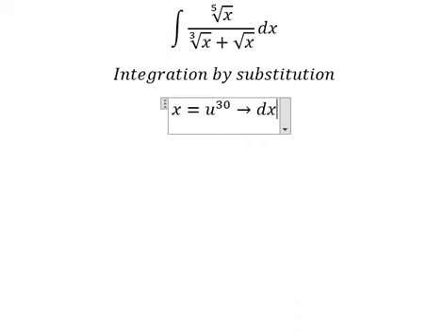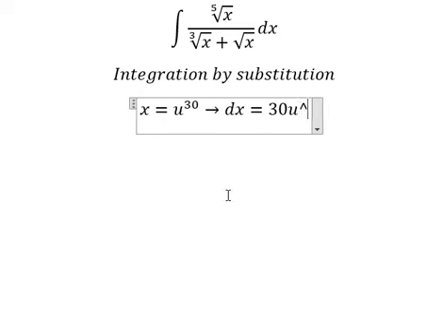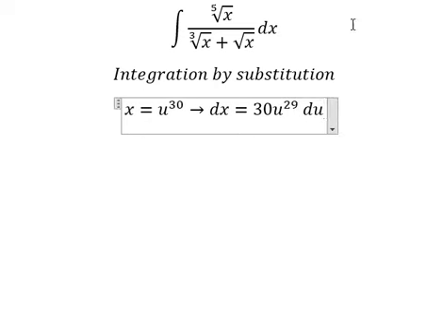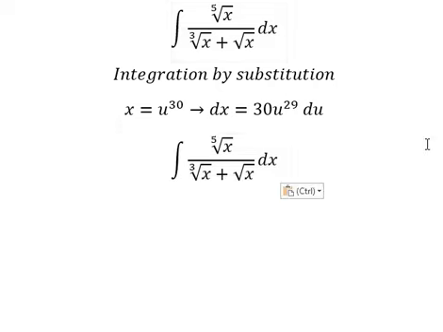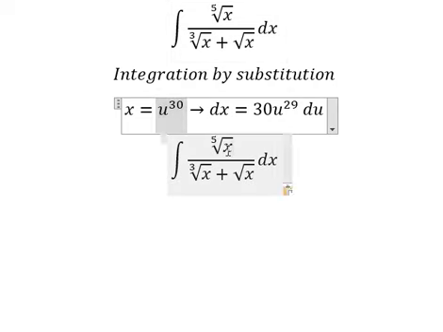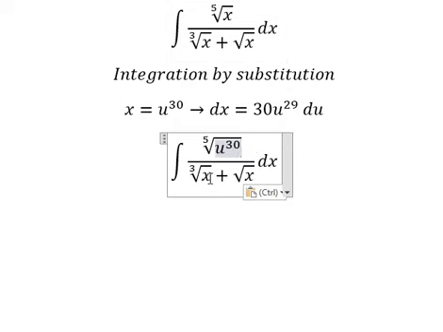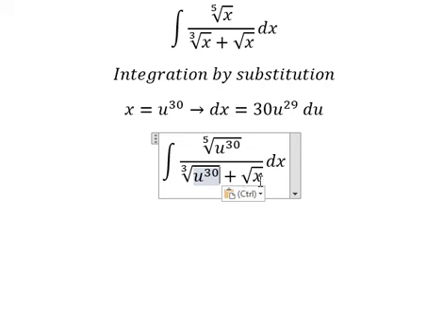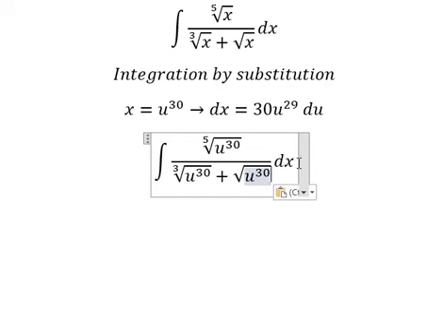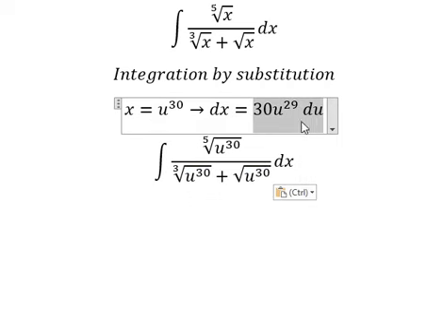And the next one, we can first take the derivative of both sides, and we have it like this. So I will put this one here, and here. The dx is about this one.